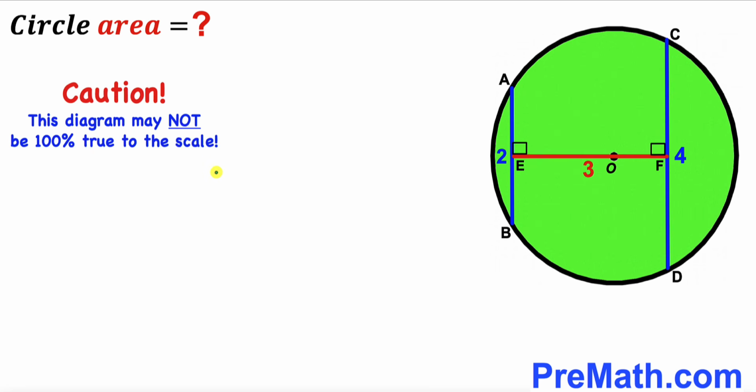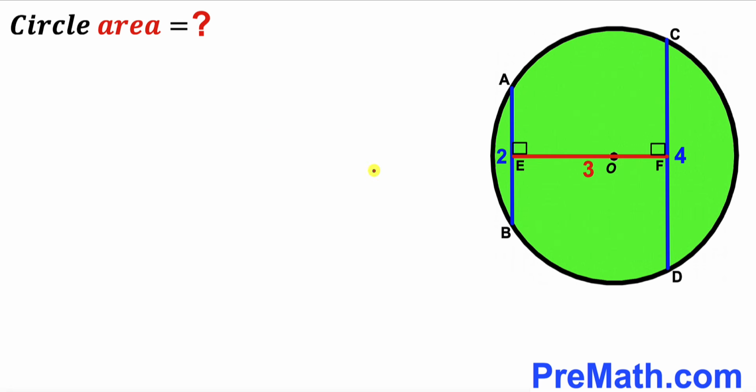Please keep in mind that this figure may not be 100% true to scale. Let's go ahead and get started. Here's our very first step. Since we are interested in calculating the area of this green shaded circle, we must calculate the radius, lowercase r, of this green shaded circle.